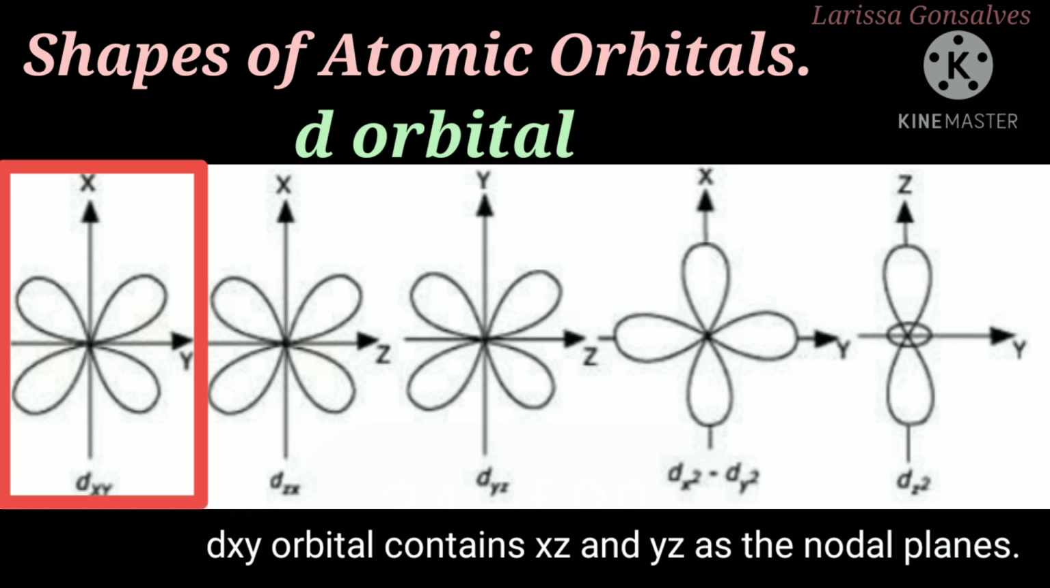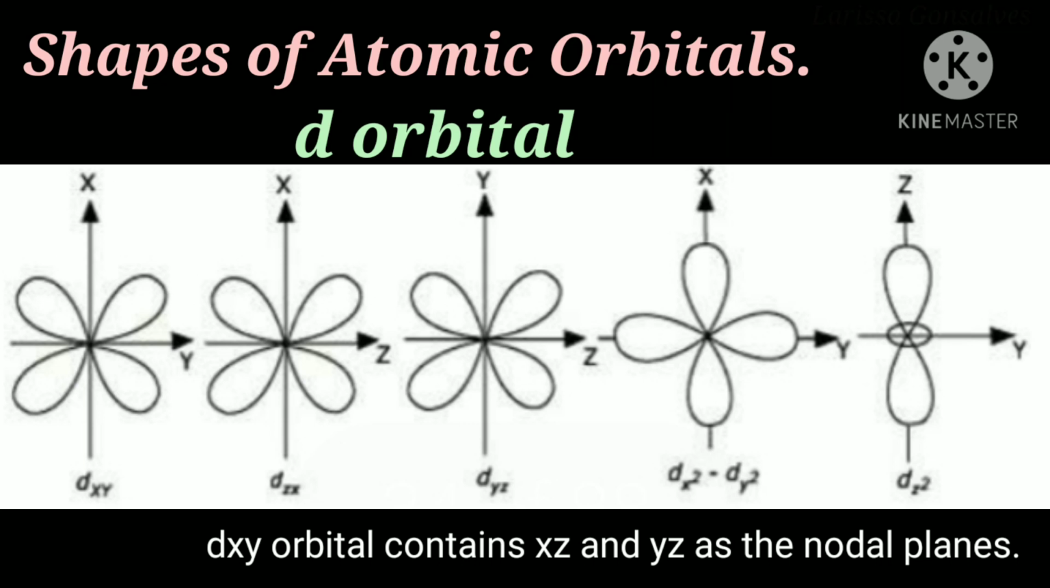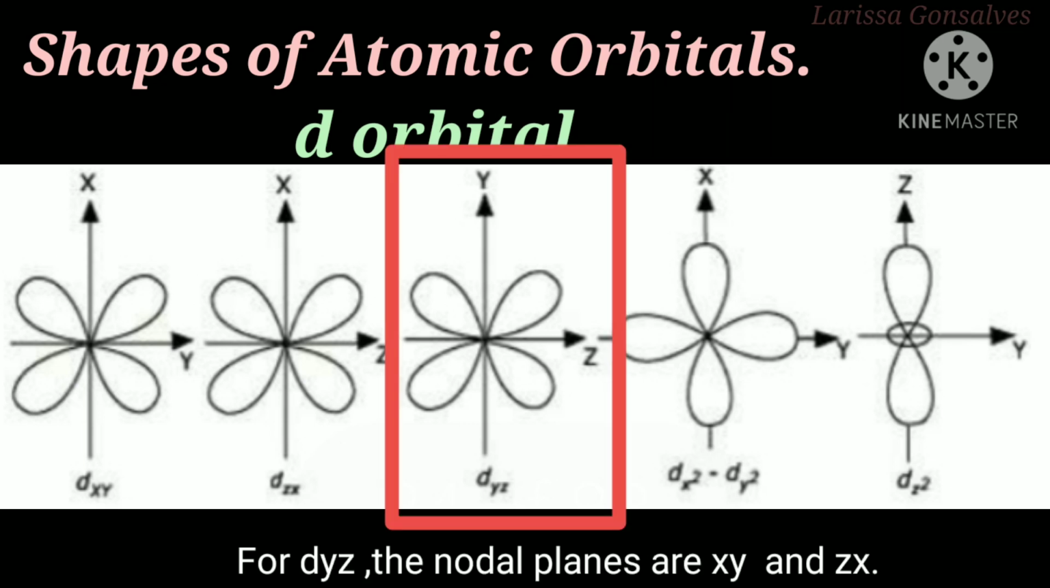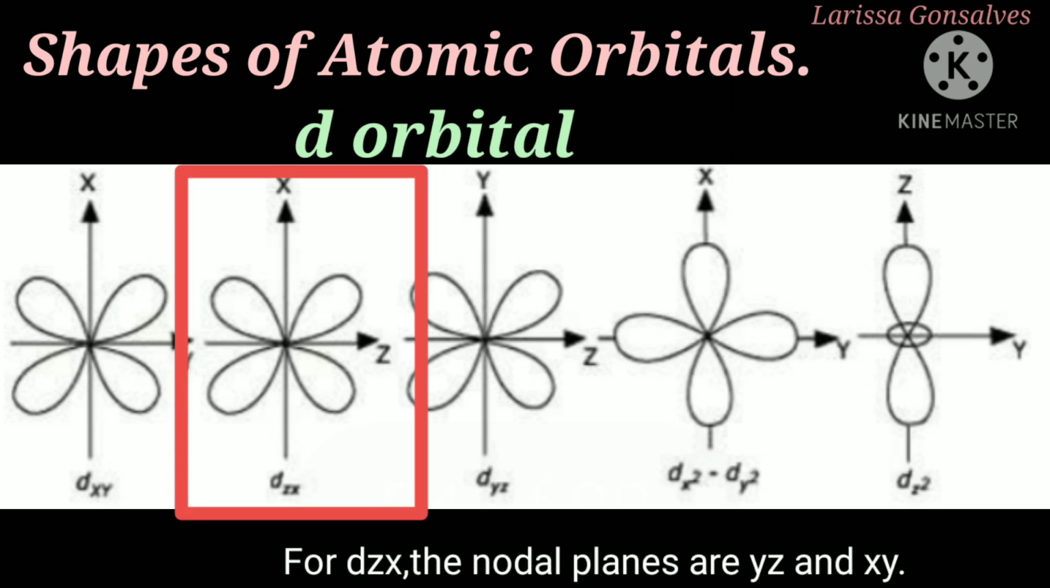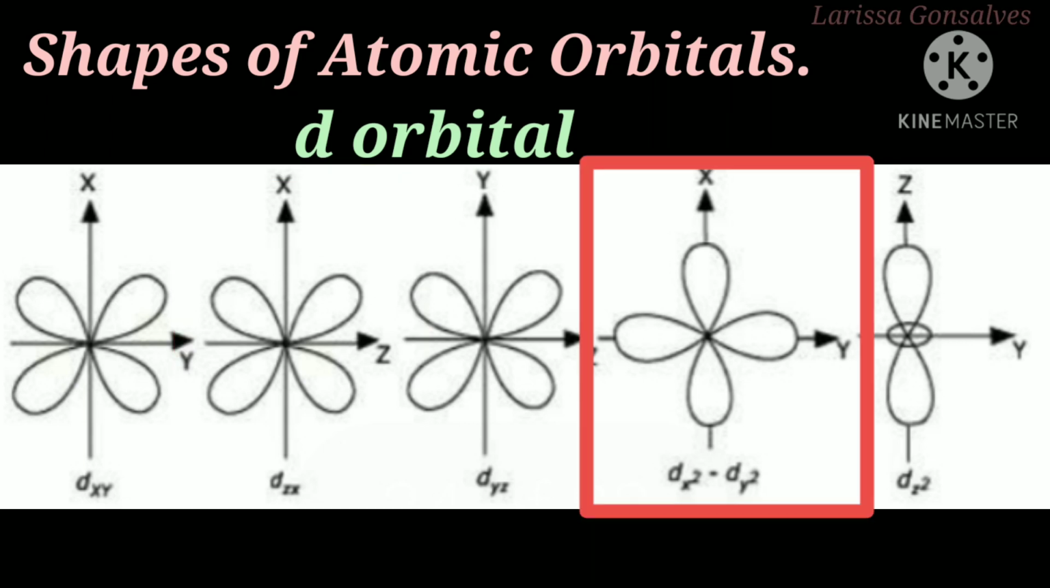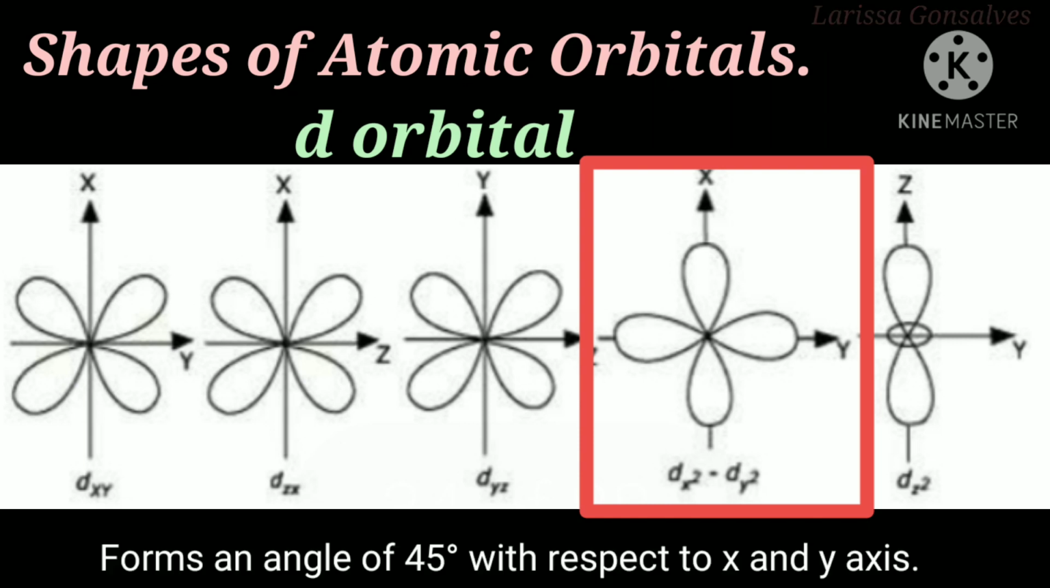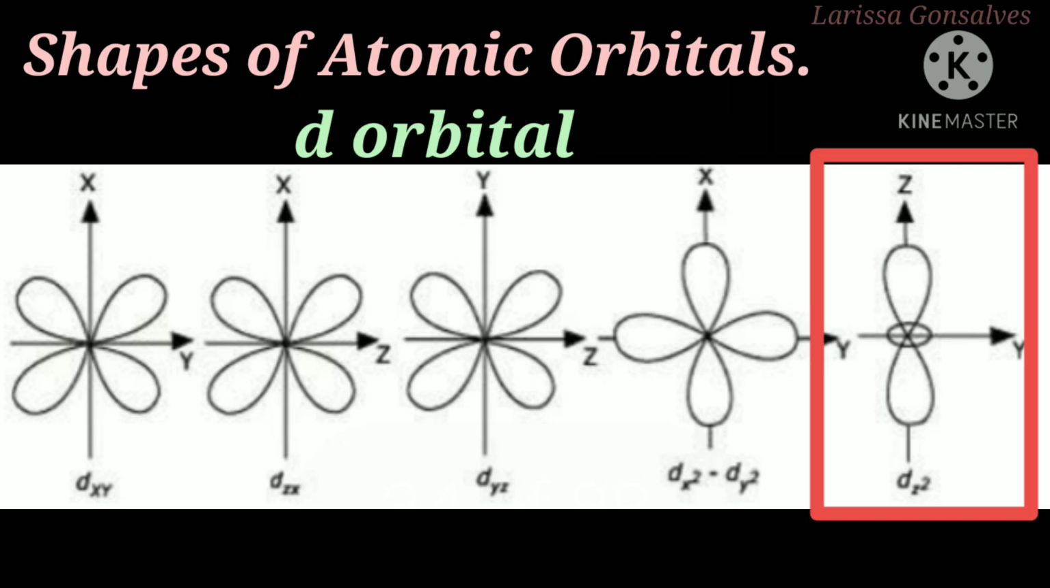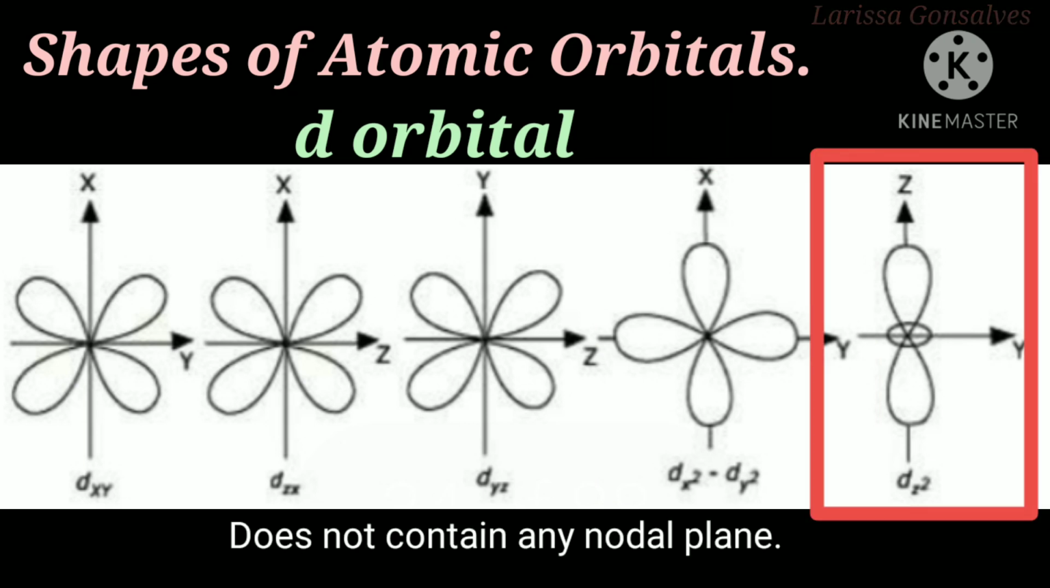Hence, dxy orbital contains yz and zx as the nodal planes. For dyz, the nodal planes are xy and zx. For dzx, the nodal planes are xy and yz. The dx² − y² orbital contains 2 nodal planes which are perpendicular to each other, and it forms an angle of 45 degrees with respect to x and y axis. dz² orbital does not contain any nodal plane.